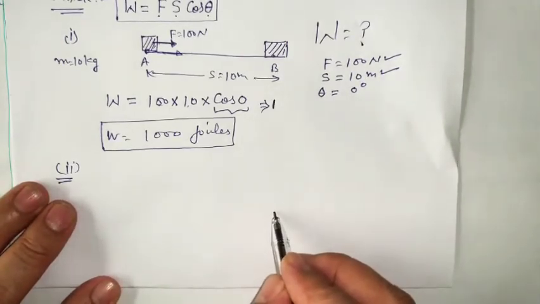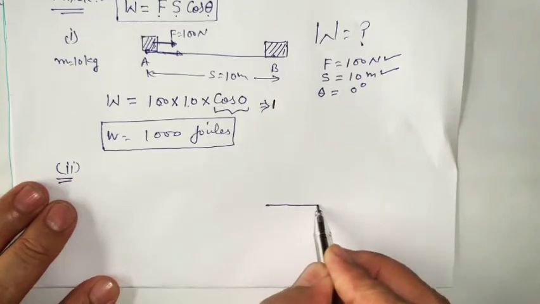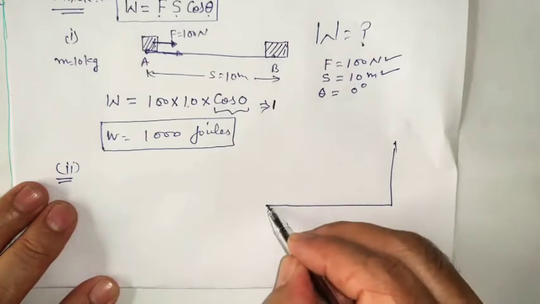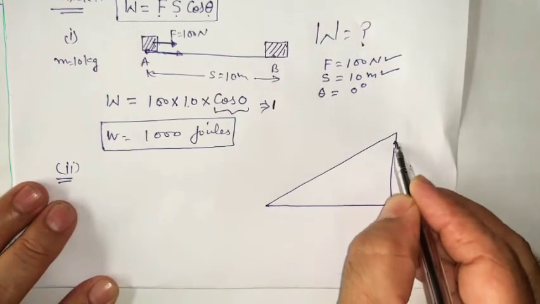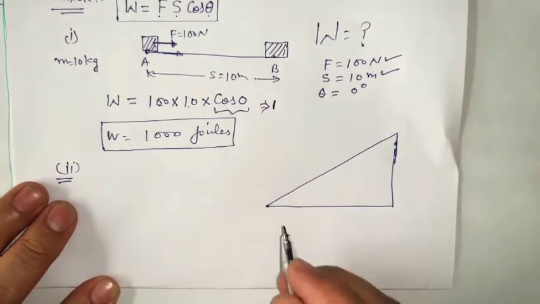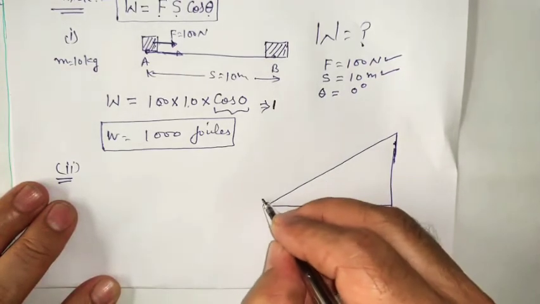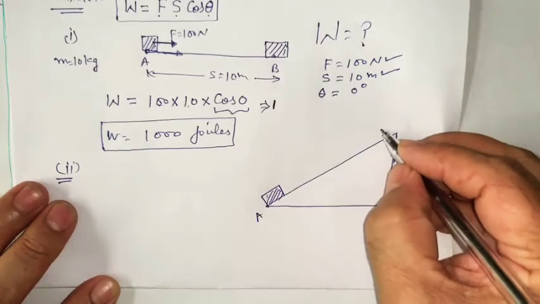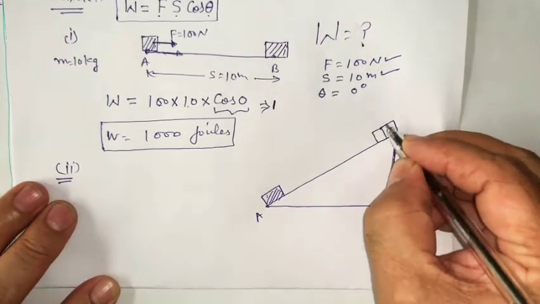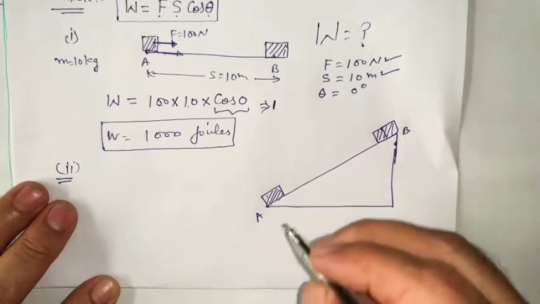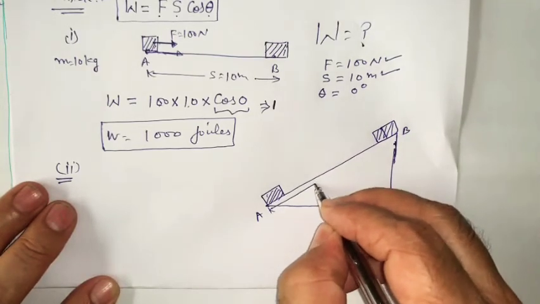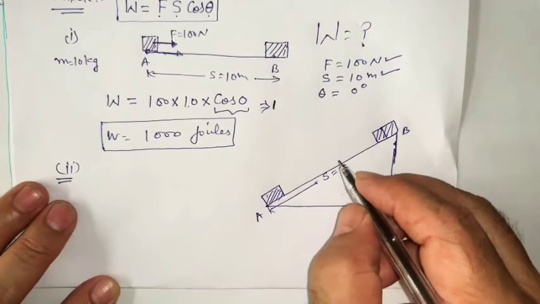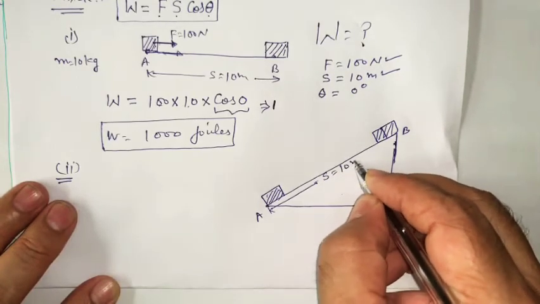Second case, suppose there is an inclined plane. Suppose again the body moves from A to B by a distance. This is given, this is the distance. This is equal to, say, again 10 meter.